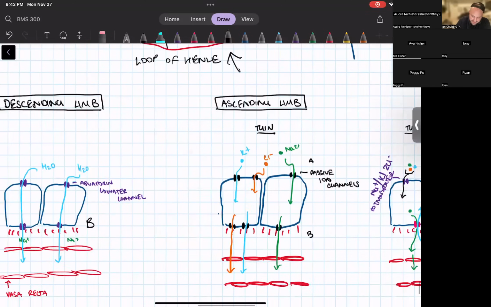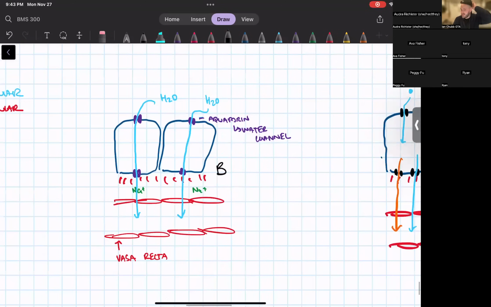Awesome. Descending limb, super easy peasy. Descending limb is all about water. Water is actually going to move through channels this time, specifically through what we call an aquaporin. Aquaporin is just a specific channel for water. You can think of it in the name: aquaporin, it's a pore for water. And it's going to put water directly back into the vasa recta, which is the blood vessel that surrounds the descending and ascending limbs.